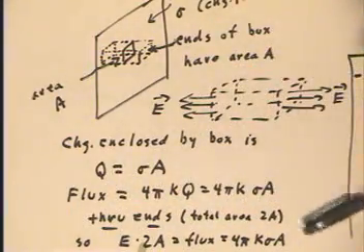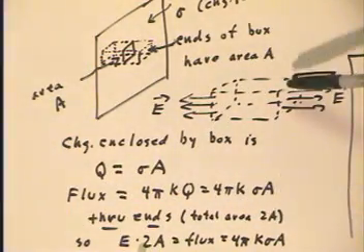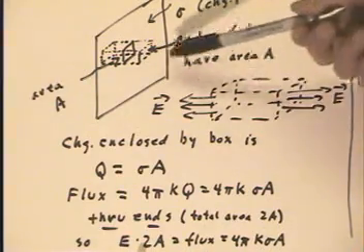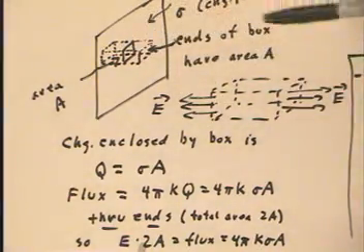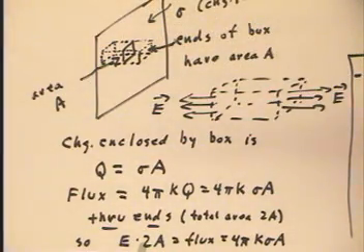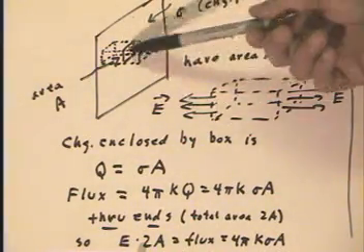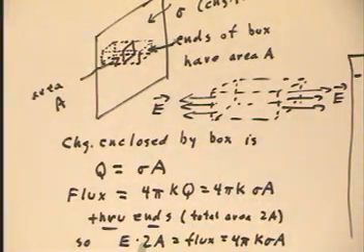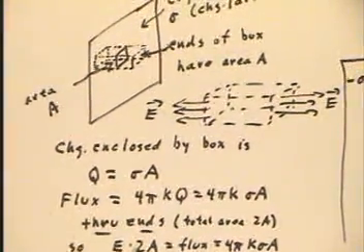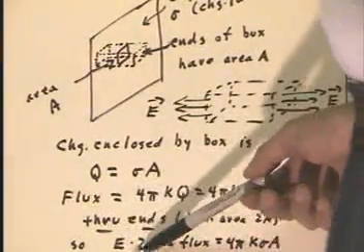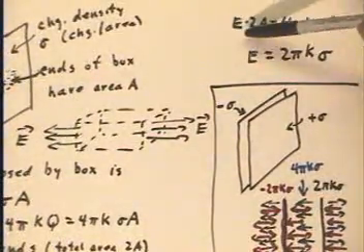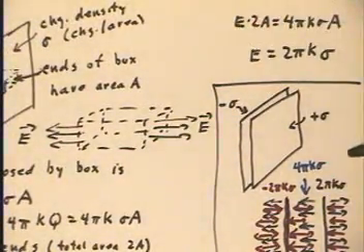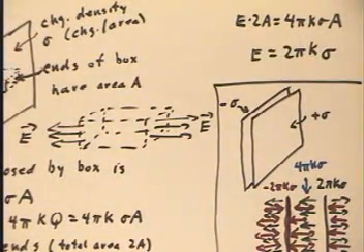The ends have total area 2A. And the flux is uniform and perpendicular to those ends because it's unchanging in the vicinity of the plates, and it's perpendicular to the surface, and the box is perpendicular to the surface. So the electric field times the area is the flux, which is 4 pi k sigma A. Electric field times the total area. The total area of the ends is 2A. So we take the equation electric field times 2A equals 4 pi k sigma A, and we see that E is 2 pi k sigma.